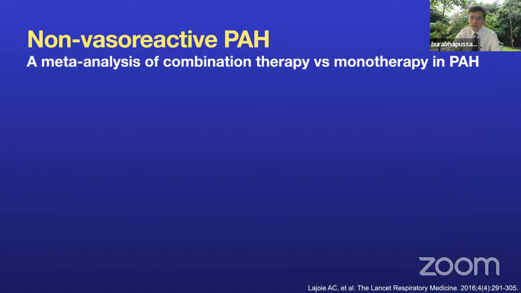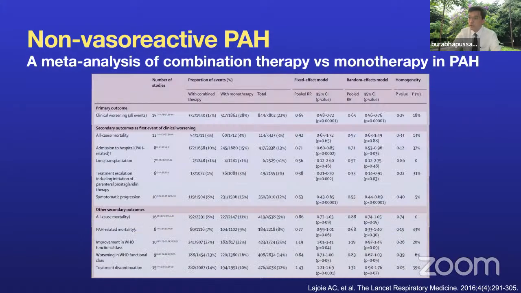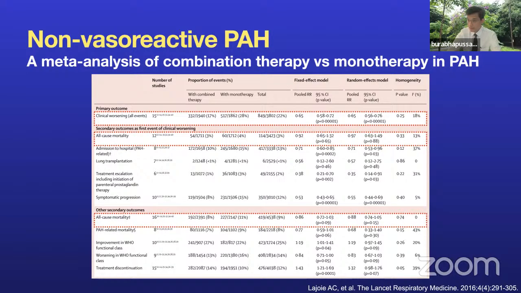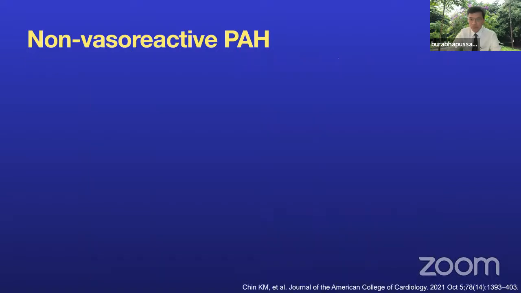In the meta-analysis in 2016, comparing combination therapy and monotherapy, we can see that combination therapy improves clinical worsening, but not all-cause mortality. So we still did not see evidence that combination therapy improves all-cause mortality in PAH.